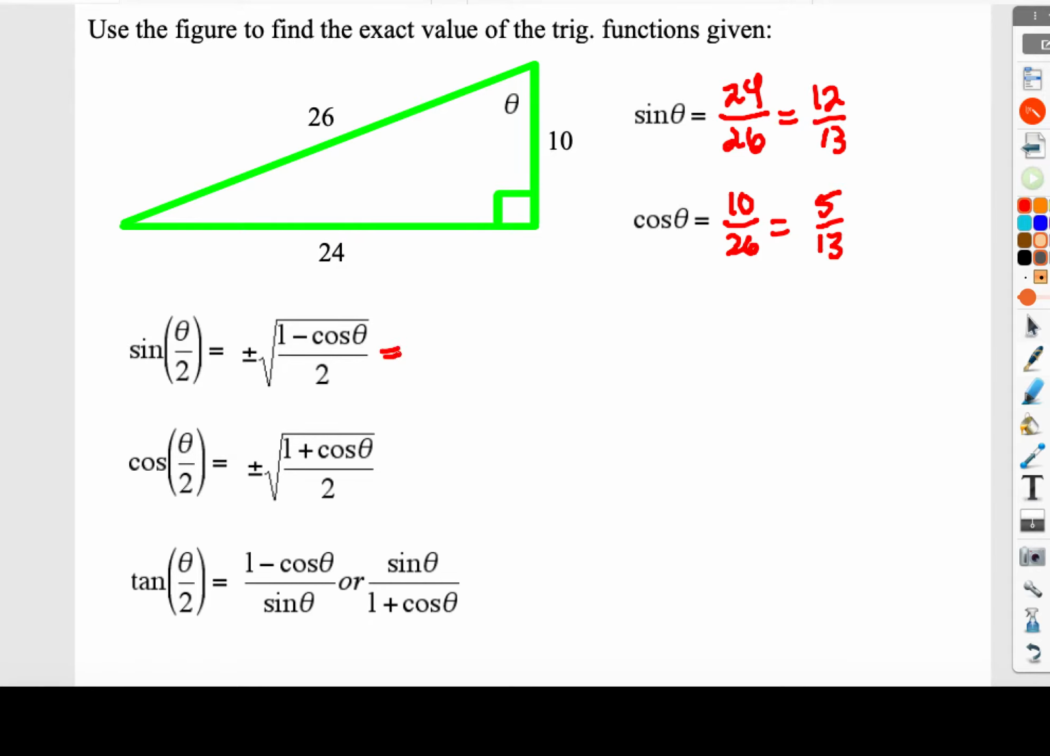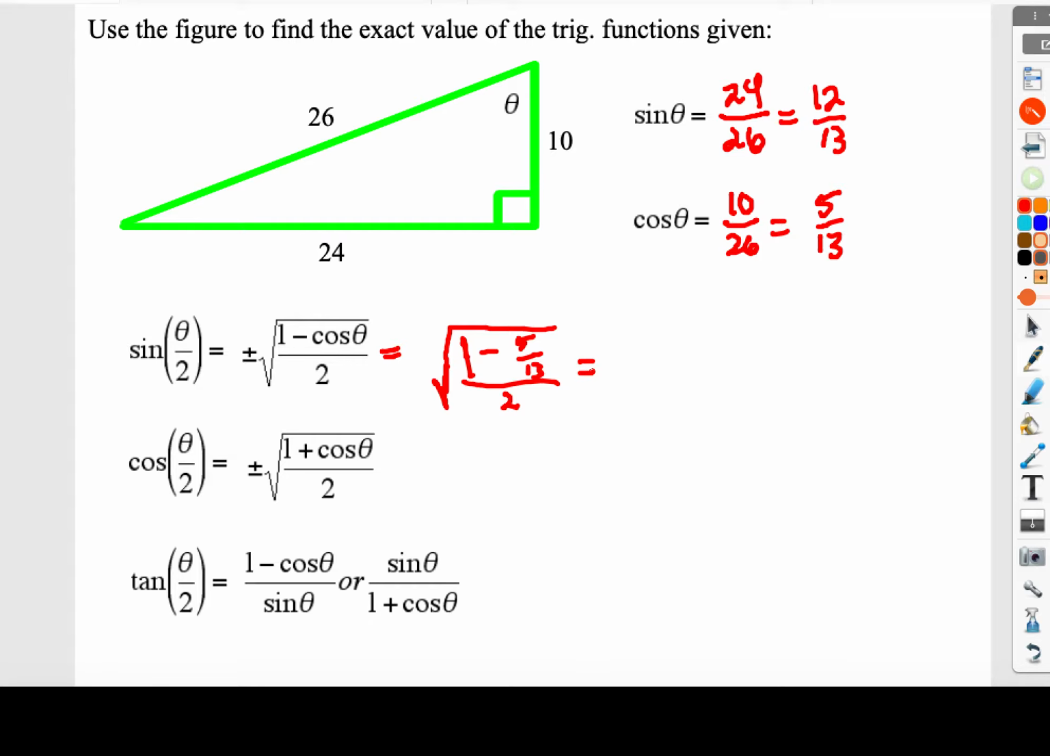So let's go ahead, we're going to say equal to, and we'll find the large square root of 1 minus the cosine of theta, which for us, again, was 5/13. And then we're going to divide that number, right, that full number, by 2, again, all underneath the root. Make sure your root includes the entire fraction there. So now we just have some simplifying to do.